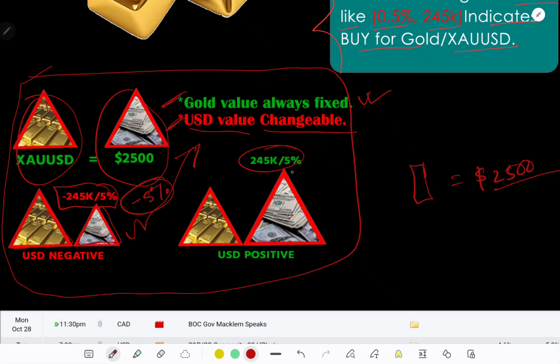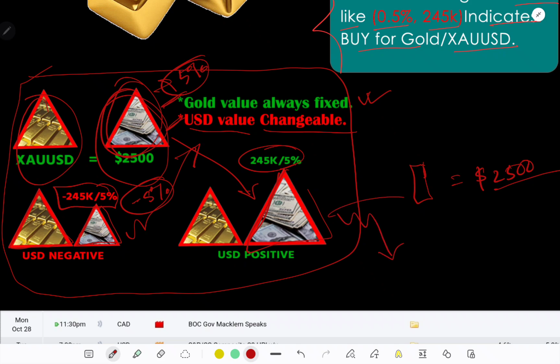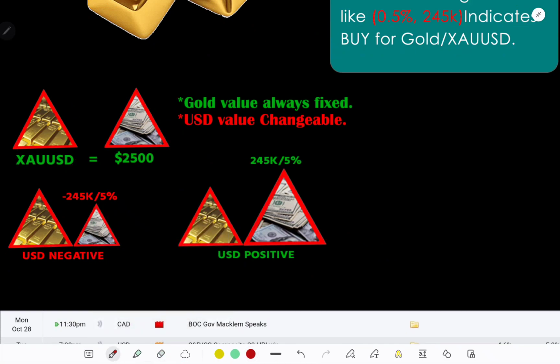Same for positive news. Suppose 5% positive. If we add plus 5% in this particular area, the value in dollars will increase 5%. As you can see, this particular triangle is bigger than the previous one, that means 5% bigger. So in this area, USD value is bigger than gold, so gold is going to decrease. So we have to sell gold in this particular area. Hopefully you understand this. So let me remove all of the drawing.